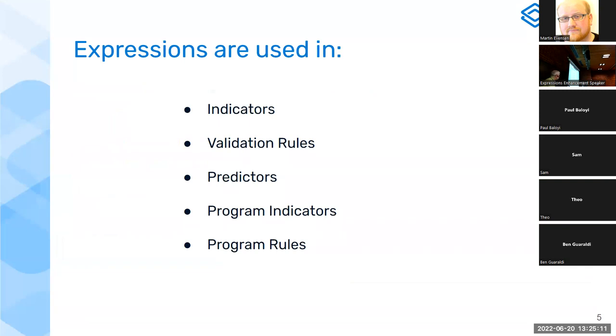So when we say expressions, what does that mean? Expressions are formulas that you can use in any of these objects in DHIS2: indicators, validation rules, predictors, program indicators, and program rules. I'll focus in this talk mostly on the first three. The expressions for program indicators and program rules often have a different syntax.